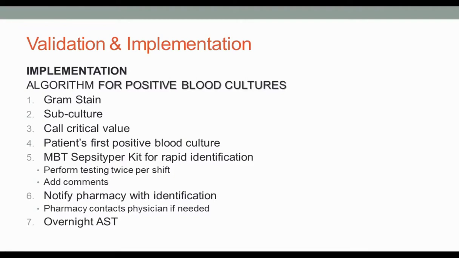When the Sepsityper is done, we notify the pharmacy for the appropriate hospital, and they will review the patient's chart, and if it looks like an antibiotic may need to be changed based upon this identification, the pharmacy contacts the physician. The traditional susceptibility is then performed. One of the key pieces to our algorithm is a notification of the pharmacy so that immediate action can be taken. Studies have shown that if rapid identification methods are utilized without a process to take immediate action, the value of the rapid testing is diminished.